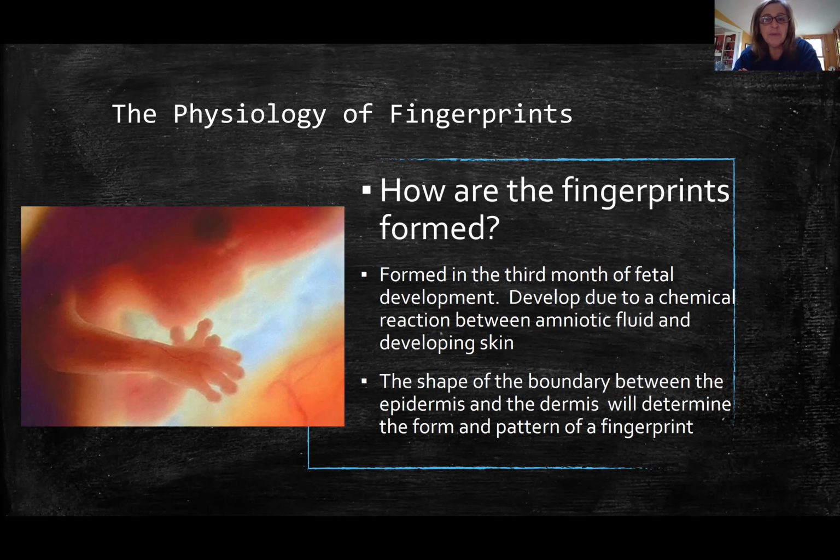So the shape and boundary between your epidermis and the dermis will determine the form and pattern of the fingerprint. So thinking back to when you took biology a few years ago, your dermis is the layer underneath the top layer, and the top layer is your epidermis. Those 2 layers, sandwiched in between them, is this series of ridges and valleys. And those ridges and valleys lock the dermis and epidermis together. Otherwise, if you pushed your hands together and you slid them apart, the dermis and epidermis would peel apart.